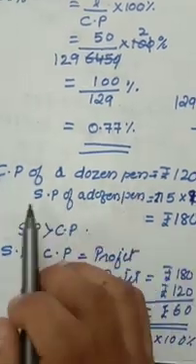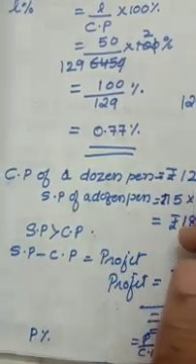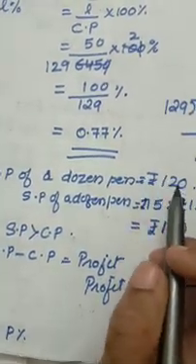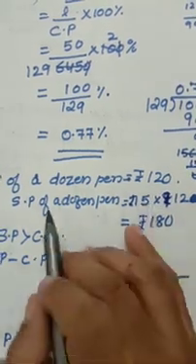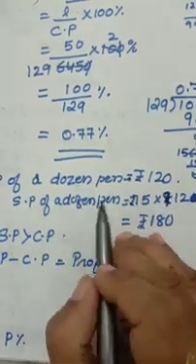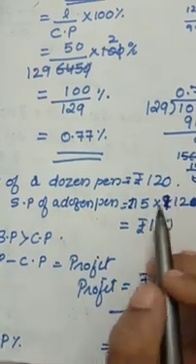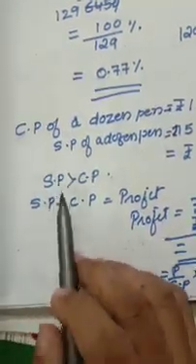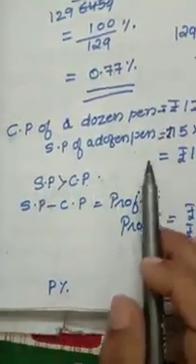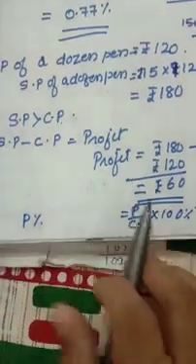CP of a dozen pens, question number 8. See, CP of a dozen pens, rupees 120. Then SP of 1 pen, rupees 15. A dozen meaning 12 pens, how much money? 12 into 15, that is rupees 180. So SP greater than CP, you will get a profit. Subtract it, 180 minus 120, you will get 60 rupees.